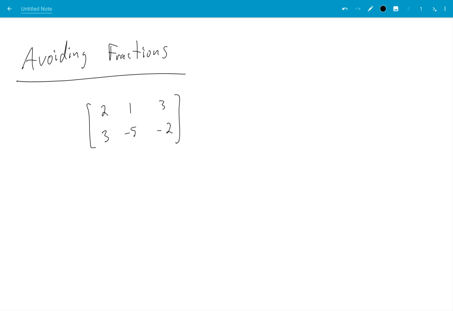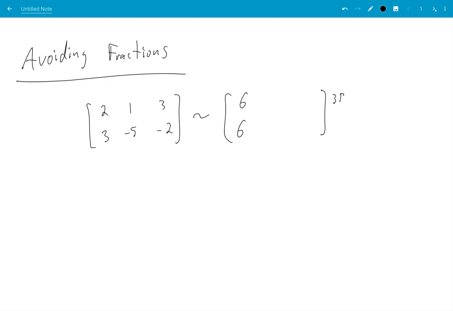One way is to use lowest common multiples. So what do you want to do? I want to get a zero right here, right? If I divide this by two, I'm going to get fractions over here. Ugh. So what I'll do is I'll say, what is the lowest common multiple of 2 and 3? I'll say that's 6, right? So I should try to get a 6 here and a 6 here.